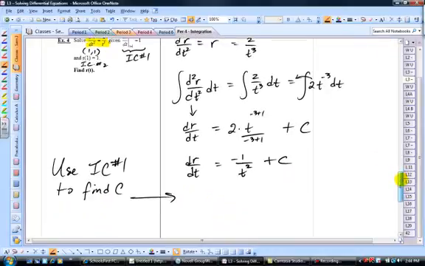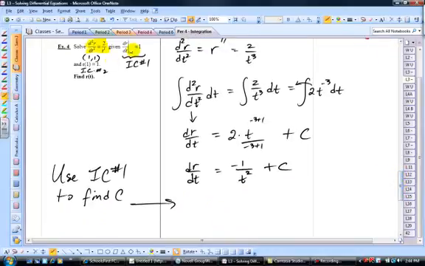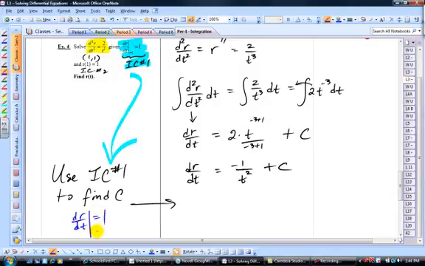Okay, so what do I mean? I'm talking about this one right here, IC number 1. So I'm saying that dr/dt is equal to 1 when t equals 1.